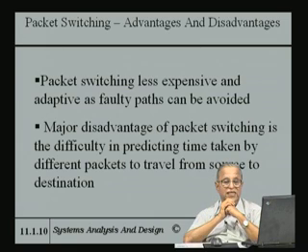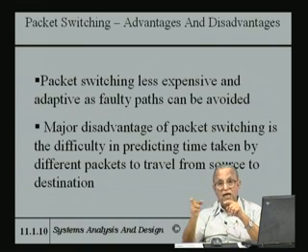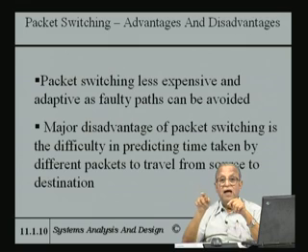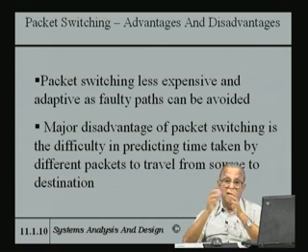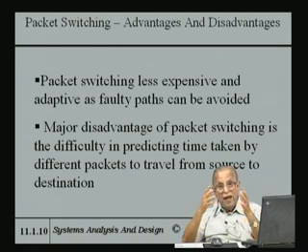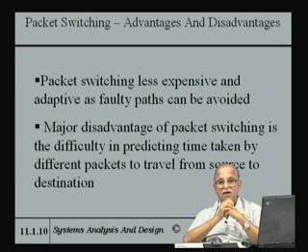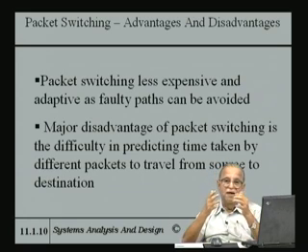The major disadvantage of packet switching is the difficulty of predicting the actual time that will be taken by different packets, because one packet may take one route, another packet may take another route, and the times taken by different routes may be different, and also they will be dynamically changing, because many people are using that network. Suddenly one line may become very congested. So the router will route it to a different path which is relatively free. And so you can't predict ahead of time which particular path a particular packet will take.